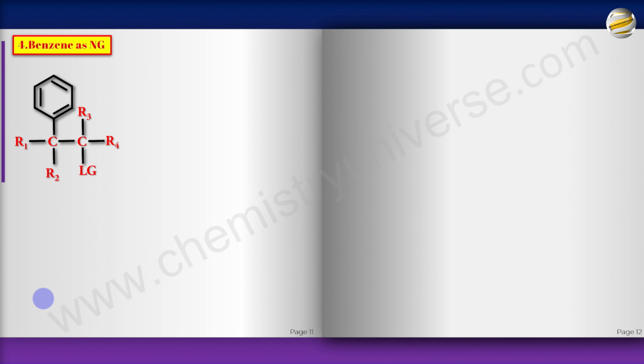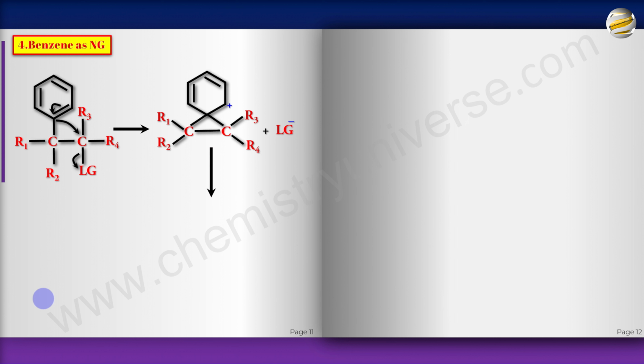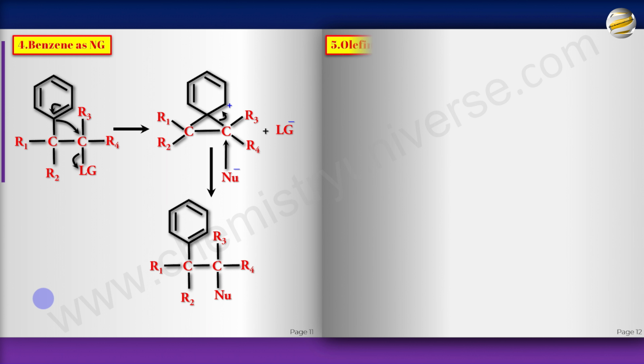So the pi electron of benzene moves here. It attacks this carbon. This leaves. You get the 3-membered ring. The nucleophile comes, attacks this carbon. This sigma bond shifts to form the pi bond. And you get this.